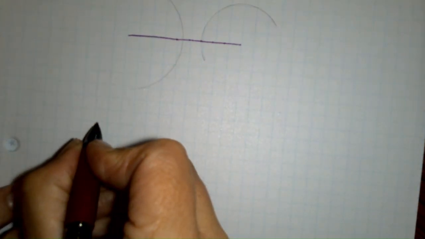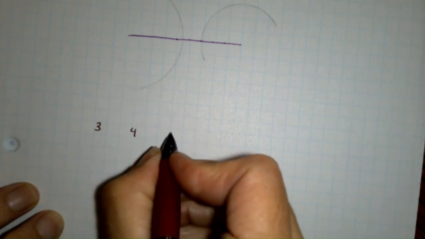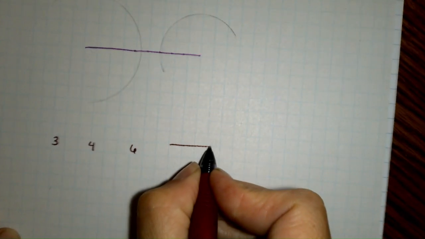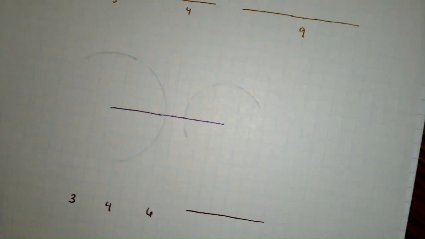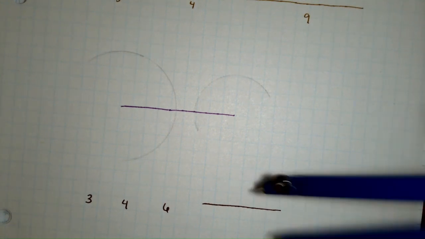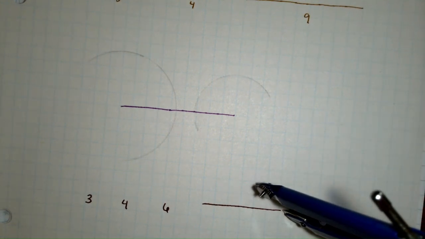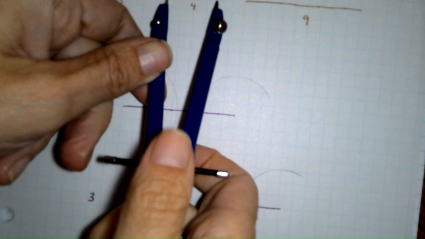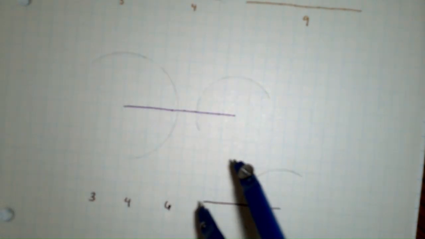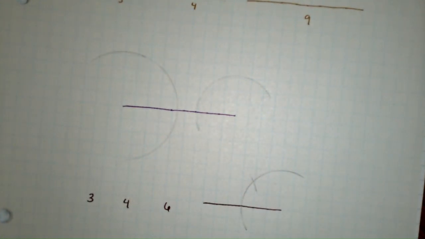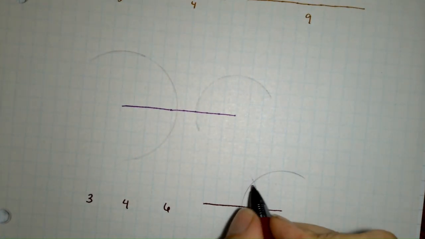What about 3, 4, and 6? So I still have this set for 3, so I'm going to keep it. I'm going to do my 3 first. Open it back out to the 4. Hey, they are going to come together this time. They're going to come together right here.